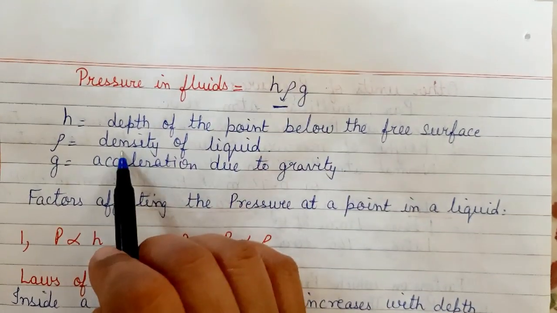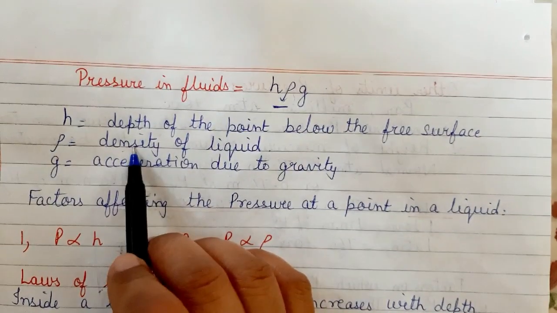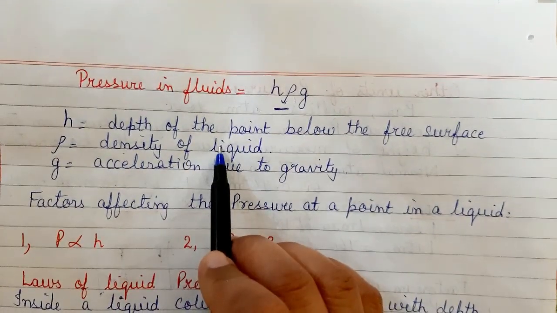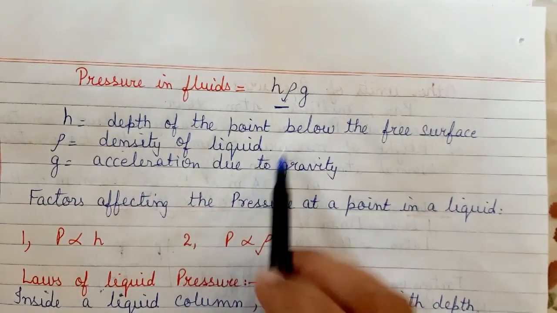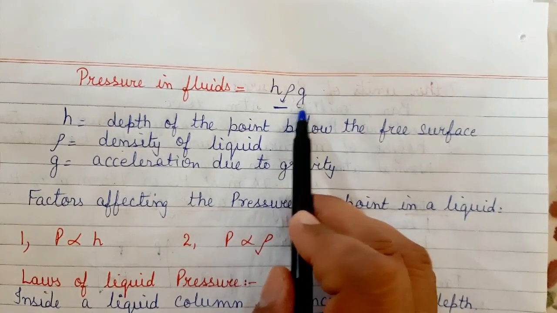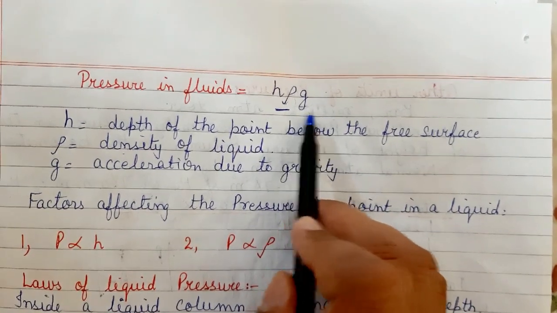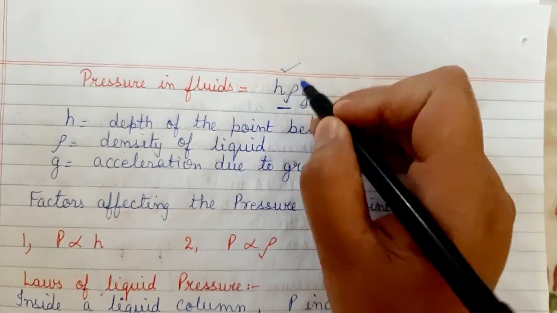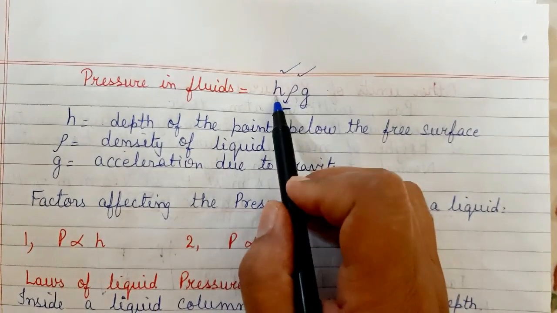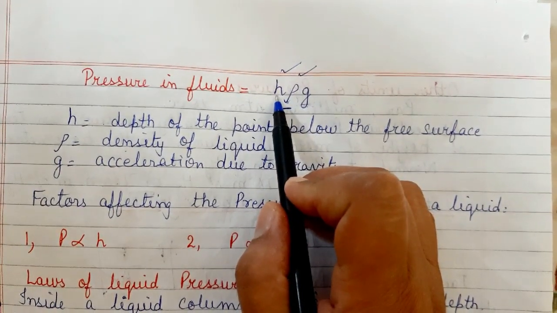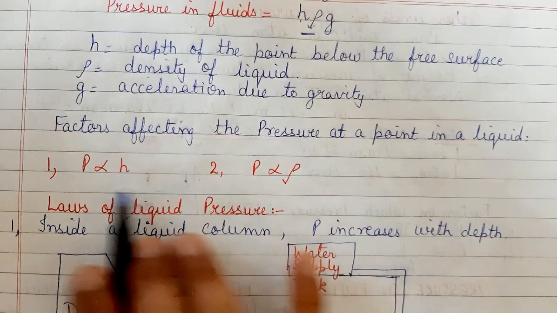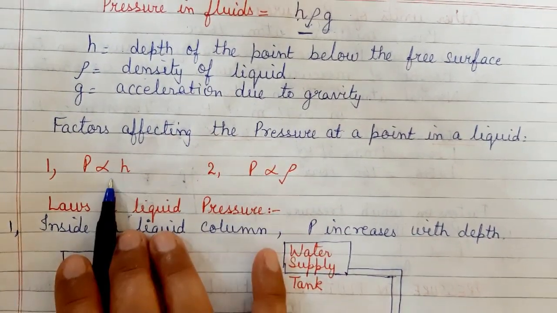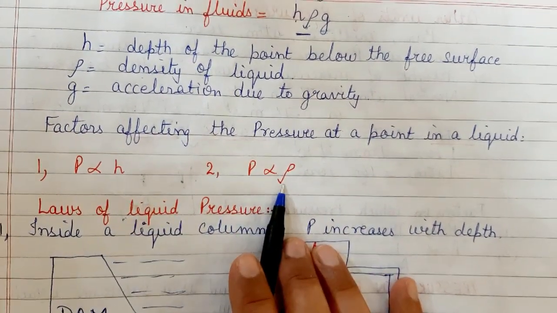It also depends upon rho. That is, it is directly proportional to the density of the liquid. And it also depends on G, that is acceleration due to gravity. Actually, we know that acceleration due to gravity does not vary much. So basically, it depends on two factors: the depth of the point below the free surface of the liquid, and the density of the liquid. So there are two factors on which the pressure in a liquid depends. One is directly proportional to H and the other directly proportional to rho.